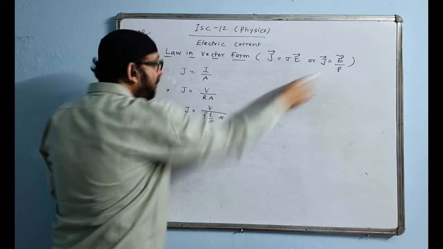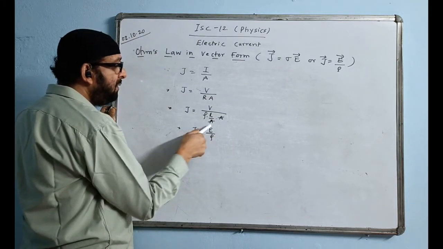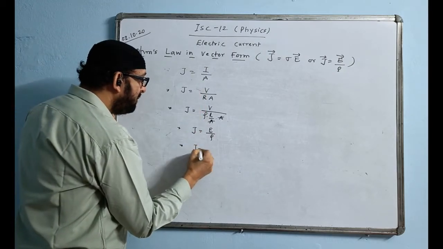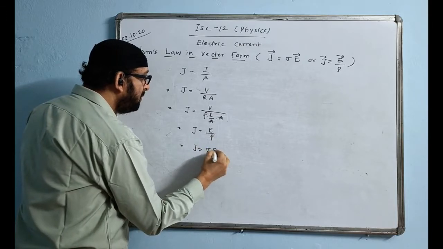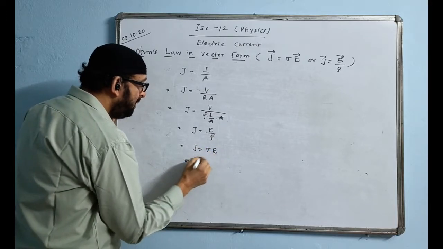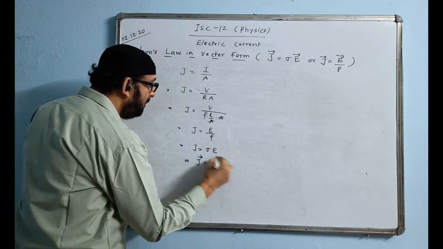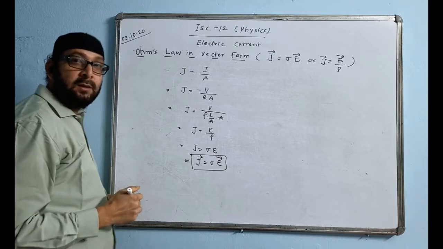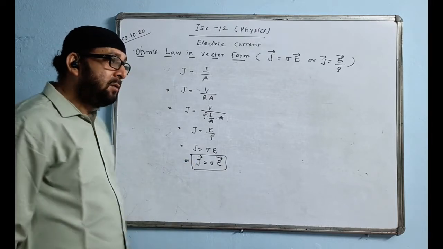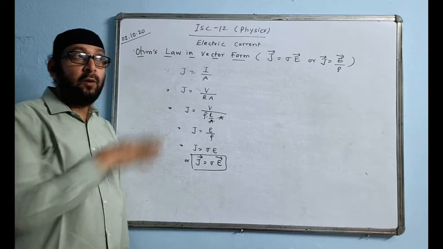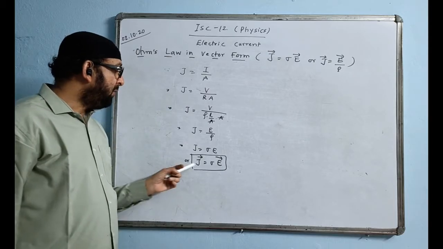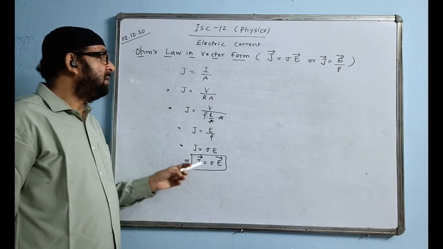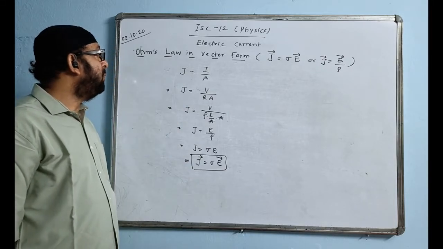If they are asking to prove this, then here we will put an arrow. The J and direction of E is same, so it will become Ohm's law. Or the same thing we can write like this: 1 by rho will become sigma, so sigma E. Or we write J is equal to sigma E, this way. In vector form, the direction of J and the direction of electric field is the same, because J represents I upon A. So the direction of J is the direction of flow of current. So flow of current and electric field is in the same direction. So we will be writing the equation like this. This is the proof of Ohm's law in vector form.